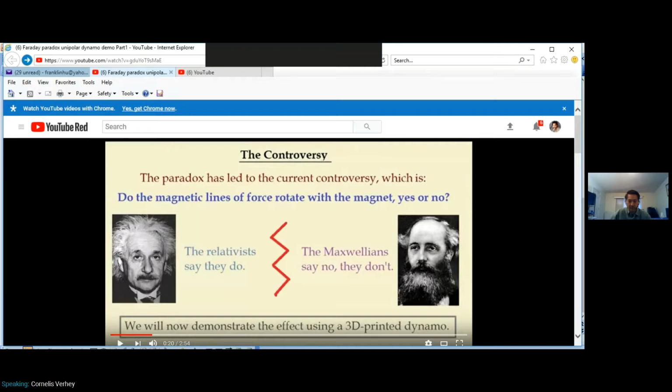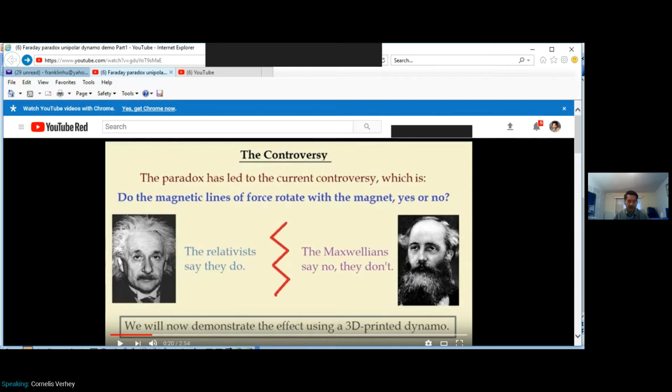That's one point. The other point is that if the magnetic field does rotate with the magnet, and it does in my view, and I think it does in Einstein's view, and it probably does in several other people's views. The point is that the magnetic flux flows from north to south within the magnet, and north to south outside the magnet as it circles around the circuit.